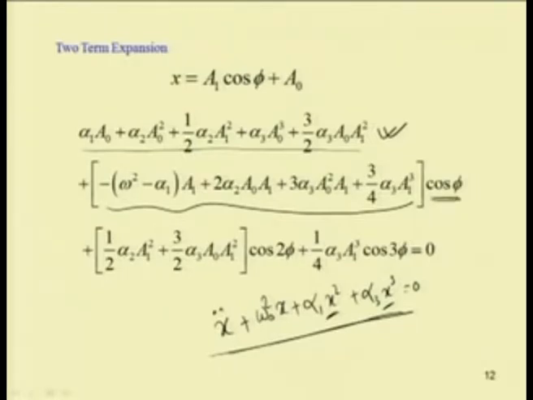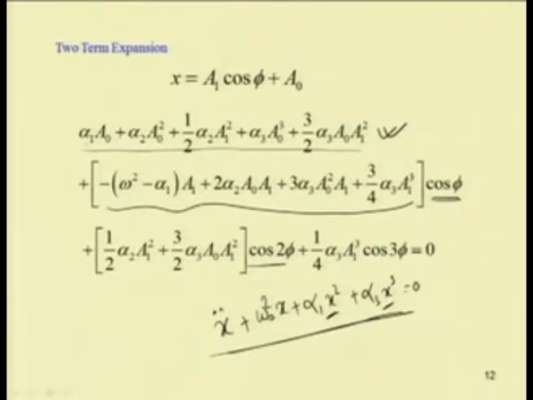Similarly, we have the coefficient of cos 2 phi, which is equal to half alpha 2 a 1 square plus 3 by 2 alpha 3 a 0 a 1 square, and the coefficient of cos 3 phi, equal to 1 by 4 alpha 3 a 1 cube. As we have taken only two terms and one harmonic, we can equate the constant term to 0 and the coefficient of cos phi to 0 to get our frequency response curve, or frequency amplitude relation.